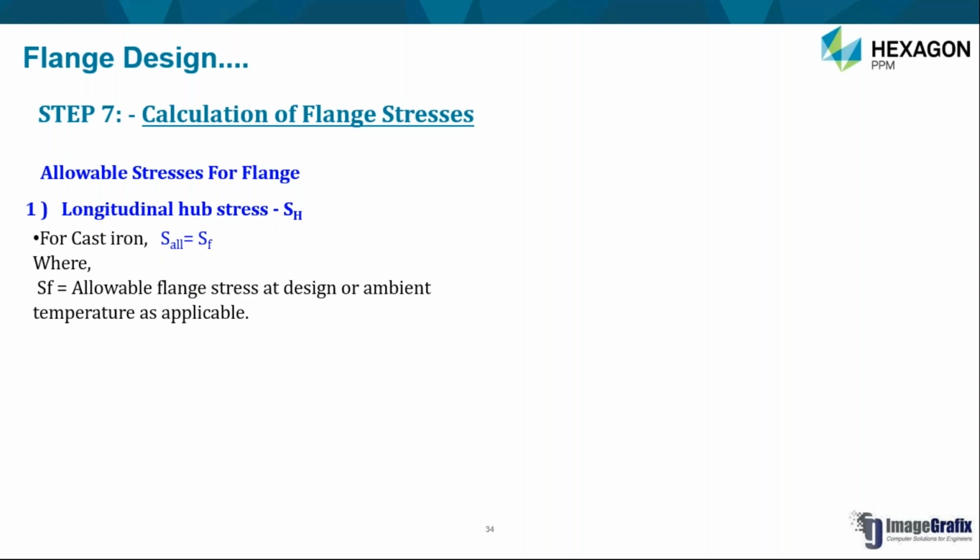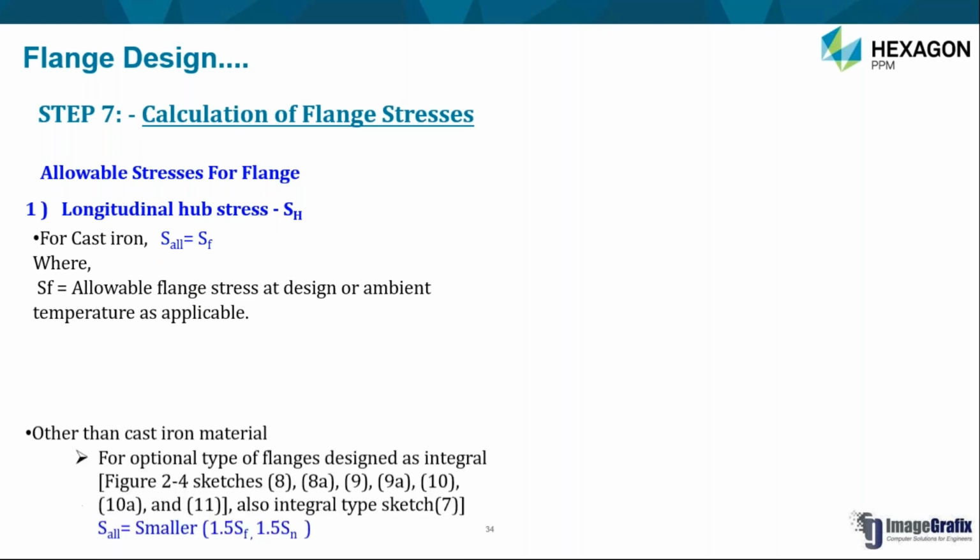So when we say design or ambient, it means all these stresses have to be calculated for the operating condition, and we have one moment, and for gasket seating condition we'll have another moment. So for both these conditions we have to calculate all these stresses, and then compare with your allowable stresses. Okay. So for operating condition, the allowable stress of that material will be at your design temperature, and for gasket seating condition, the allowable stress will be at your ambient condition. So that's why SF is defined as the allowable flange stress at design or ambient temperature as applicable.